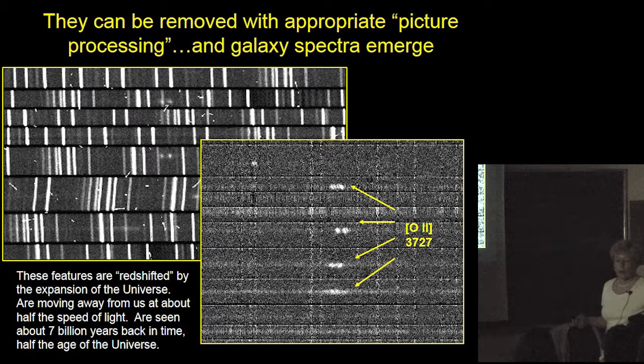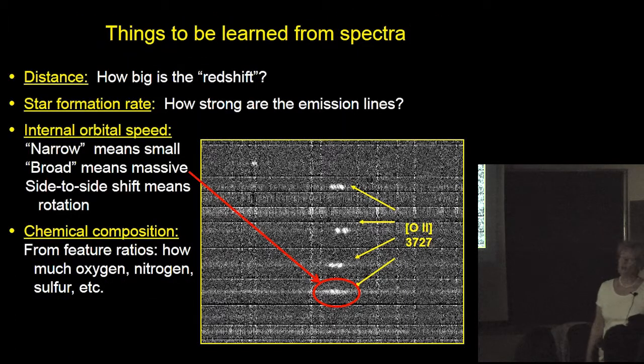Okay? And how do we know that? Because if the galaxy was closer, this feature here, which is caused by oxygen, would be over here. If it's farther away, it's there. See, we're measuring the distance from this horizontal wavelength shift. And there are a bunch of other things that we can measure from a spectrum like this.